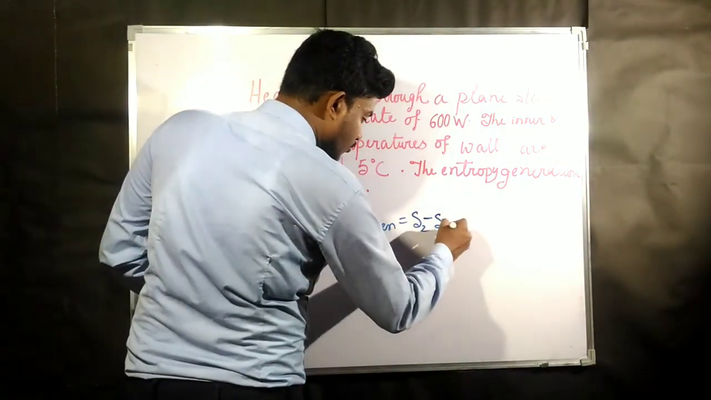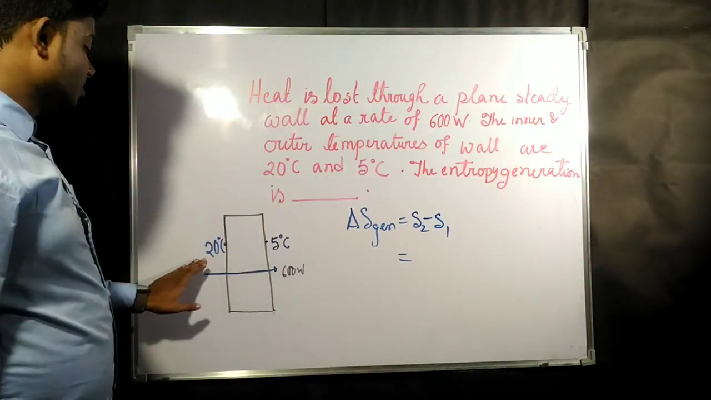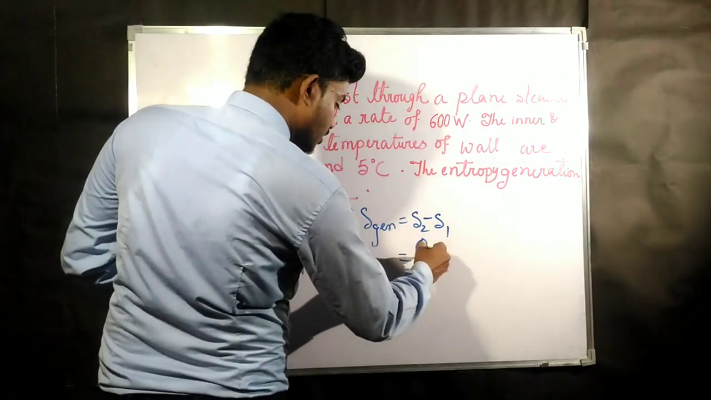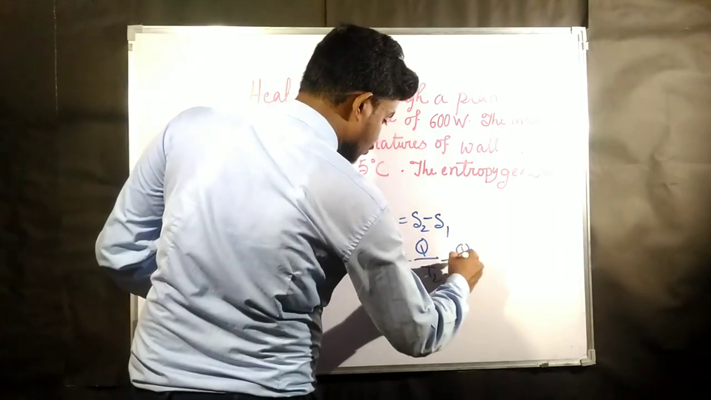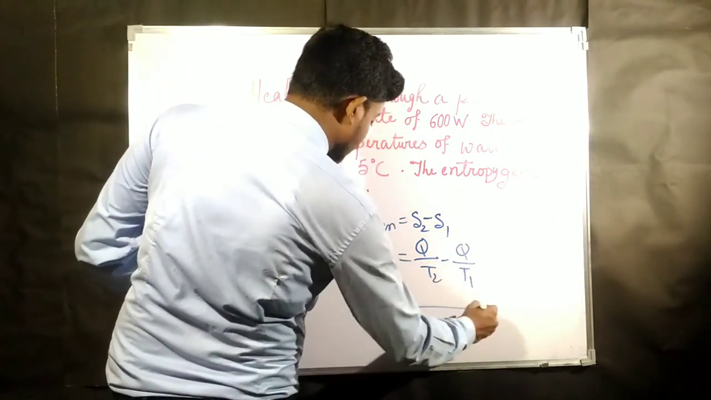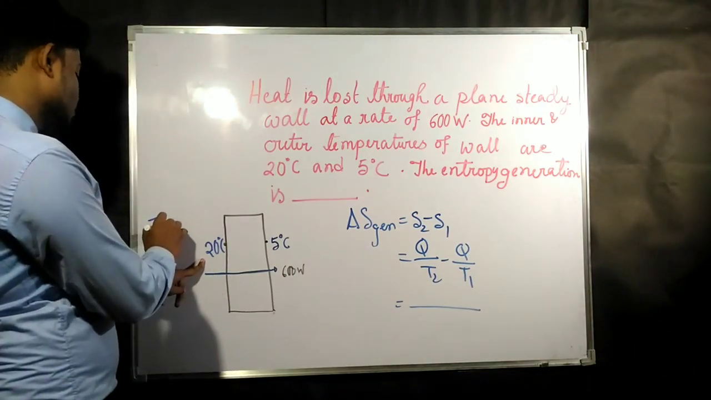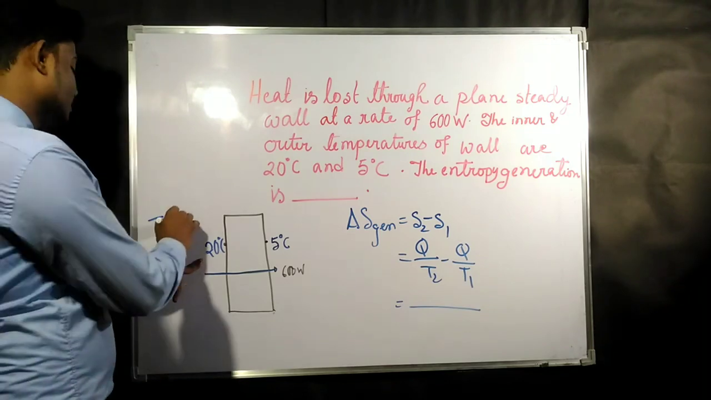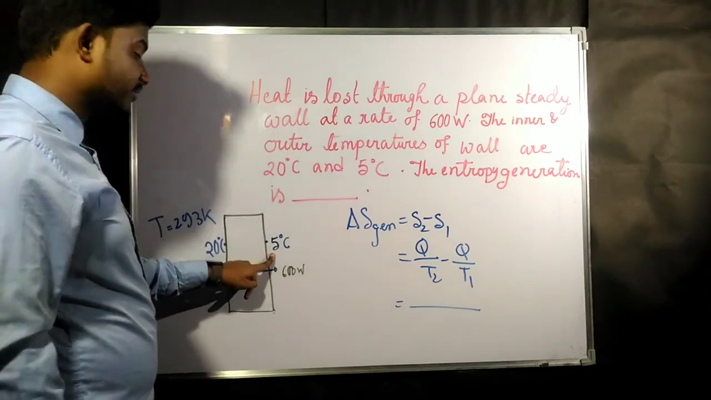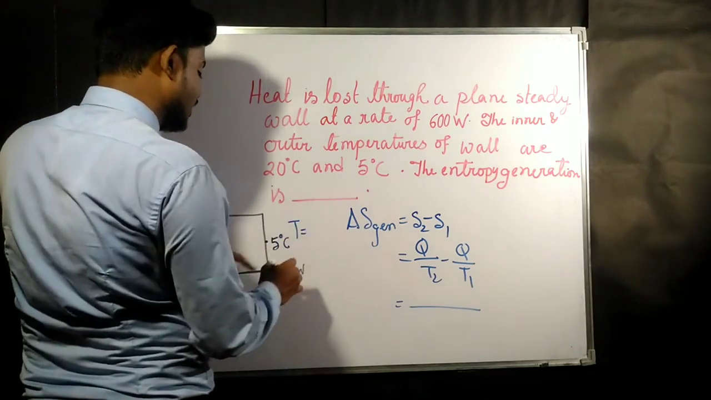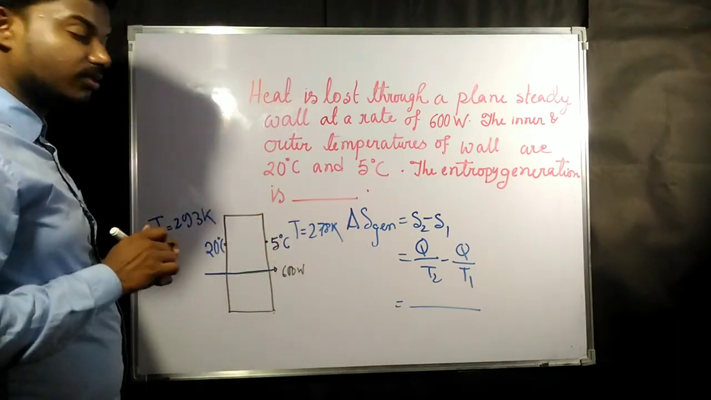So the change in entropy is going to be S2 minus S1 here. Since it is S2 minus S1, the equation would be Q by T2 minus Q by T1, as Q is the same. Now this is 20 degrees centigrade. If you convert it to Kelvin scale, this is going to be 293 Kelvin. And this 5 degrees centigrade, if you convert it into Kelvin, is going to be 278 Kelvin.